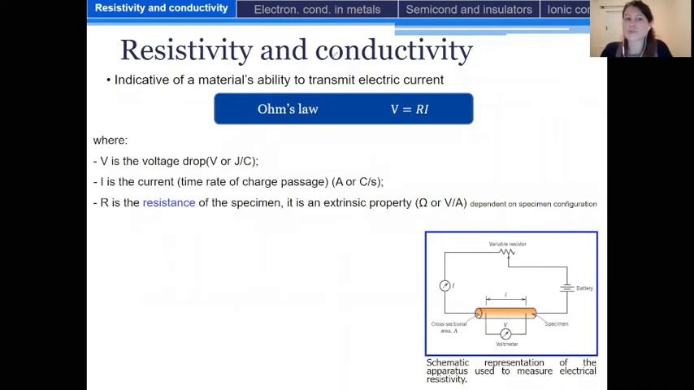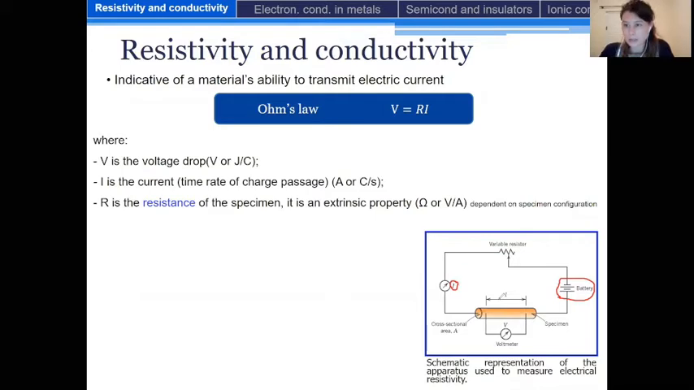So let's first introduce the resistivity and conductivity, and let's consider the following electrical circuit. In this circuit, we have a battery, which is a power source. We have a variable resistor from which we can change the resistance, and we place an ammeter to measure the current that is flowing into this circuit.